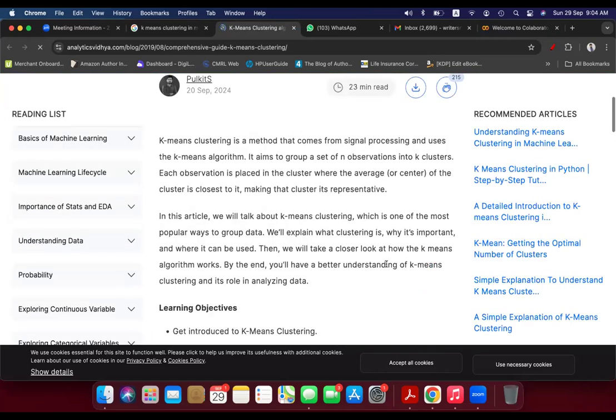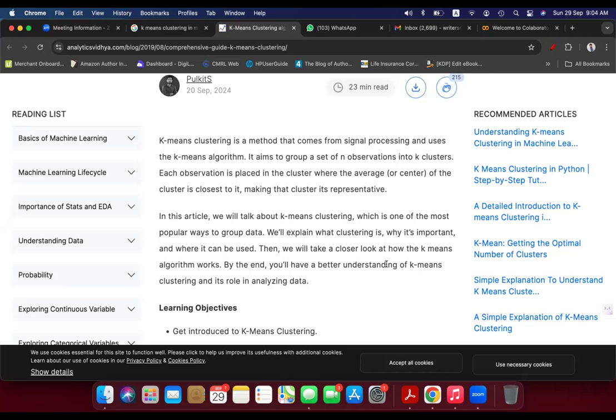Okay. So k-means clustering is a method that comes from signal processing and uses the k-means algorithm. It aims to group a set of n observations into k clusters. So we are already aware of the k, how to find out k and how to fix the value of k. And it continues in machine learning algorithms. K-means clustering. There is another one called k nearest neighbors. There are two things, the k and k-means.